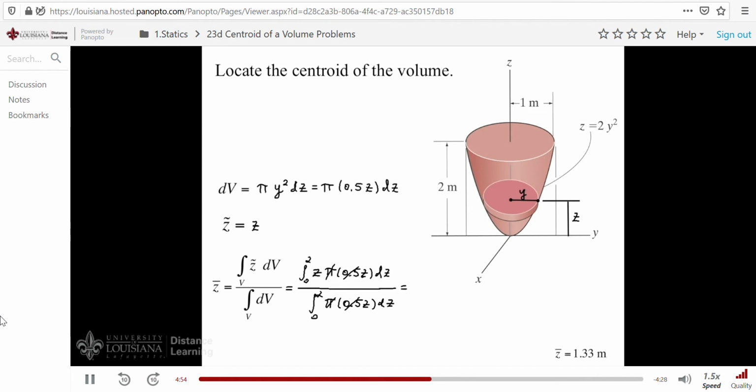The integration up here, of course, is the integral of z squared dz, and evaluated between 0 and 2 will give us 1/3 of 2 cubed. And down here, of course, we have the integral of z dz, and that becomes 1/2 2 squared when it's evaluated. Working out the calculation here, we get our result, and it turns out to be 1.33 meters. The answer seems to make sense, too. That point is located about right here, the geometric center, or the centroid for the volume.